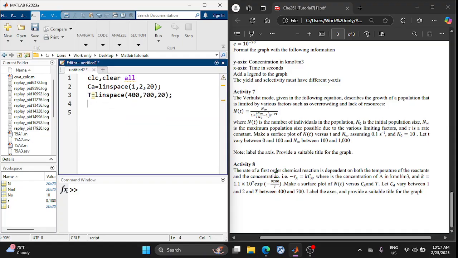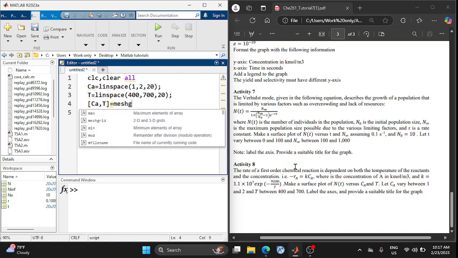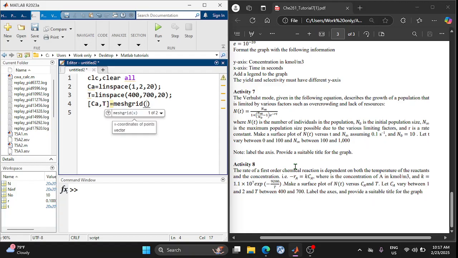So remember, when we are doing this, we need to have an equal number of elements. So we can use the linspace so that we can get that equal number of elements. Then from here, I can now say that my Ca, T is equal to meshgrid, because before we can do a surface plot, we need to make sure that we've gotten it in matrix form. So we have to use the meshgrid function. So meshgrid Ca, T. I'm going to find a mesh of Ca and T together, and when it finds the mesh, it's going to assign the first matrix to Ca and the second one to T, so we can use it for our calculations.